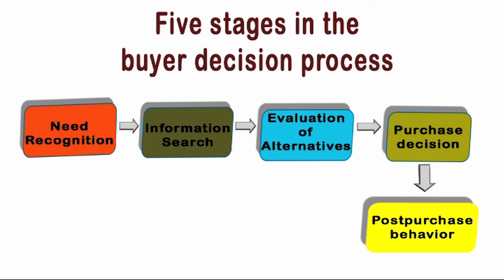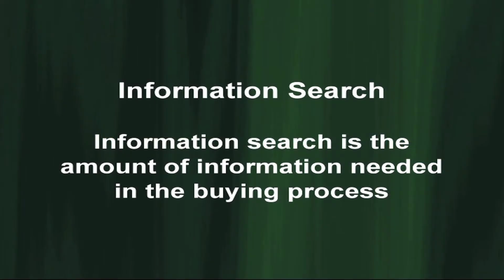The second stage in the buyer decision process is the information search. Information search is the amount of information needed in the buying process, and it depends on the strength of the drive, the amount of information you start with, the ease of obtaining the information, the value placed on the additional information, and the satisfaction from searching.